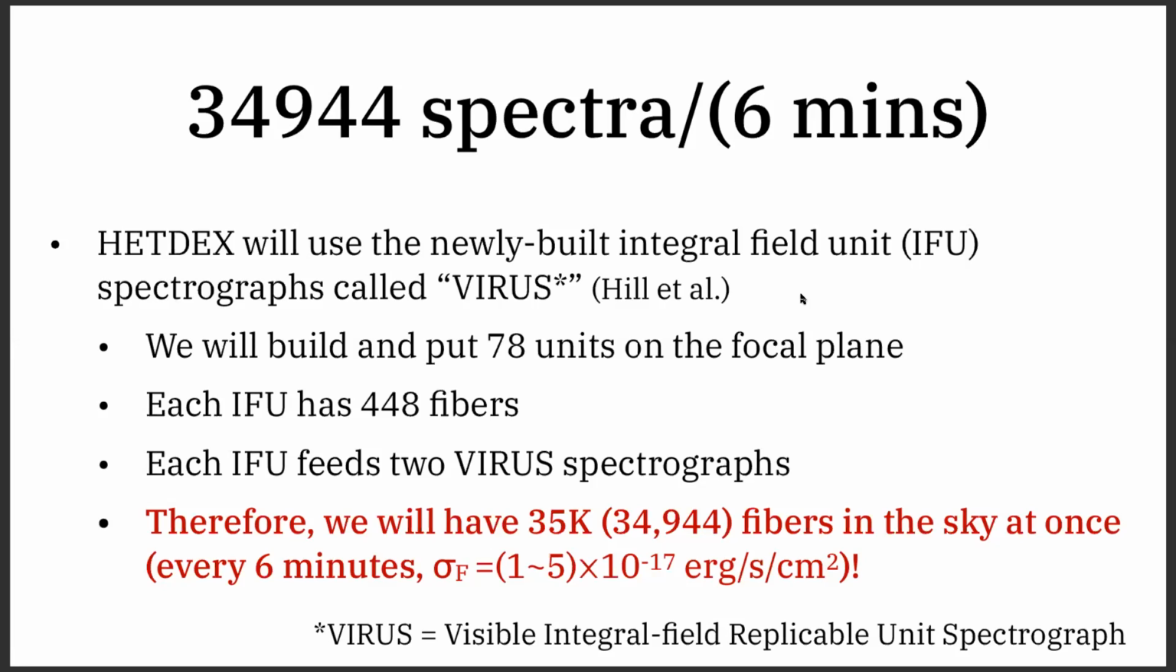The Visible Integral Field Replicable Unit Spectrograph. We plan to have 78 units. Right now we have 62 units operating, and each unit contains 448 fibers. And then for each 6 minutes we'll see whatever photons are out there between 1 to 5 times 10 to the negative 17 erg per centimeter squared per second, whatever, if that means something to you.